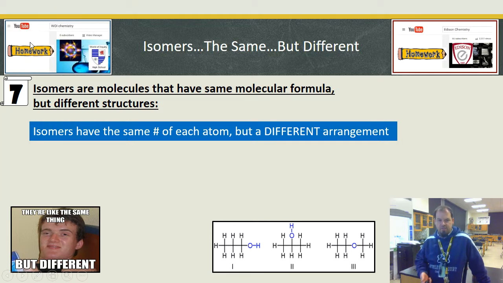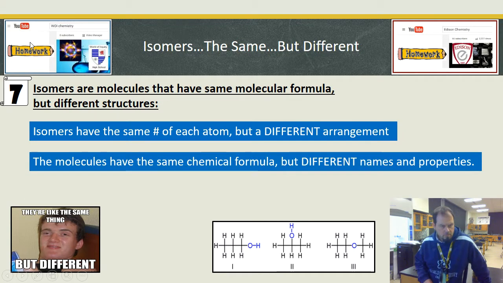In this case, there's different functional groups. I see an alcohol on the end, I see an alcohol in the middle, and then I see an ester or an ether. That's an ethyl methyl ether. Okay, so the molecules have the same chemical formula, but they will have different names and different properties.